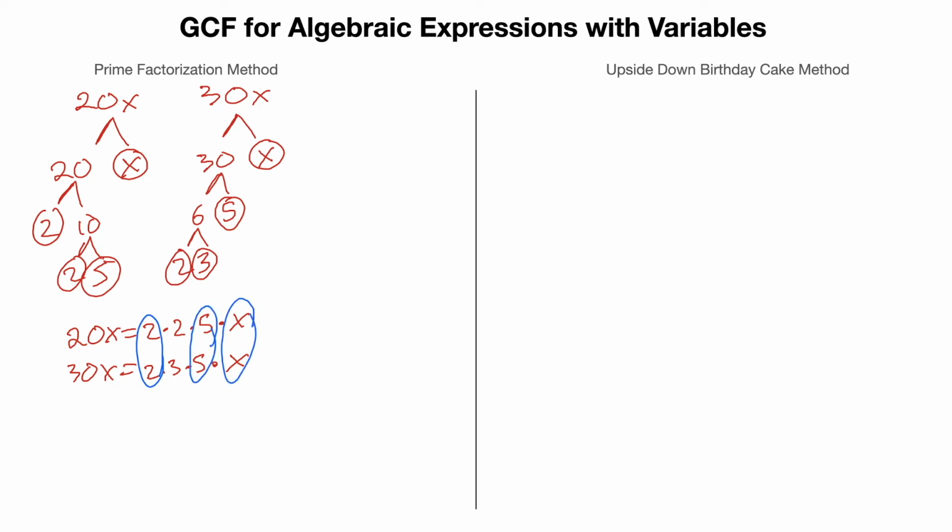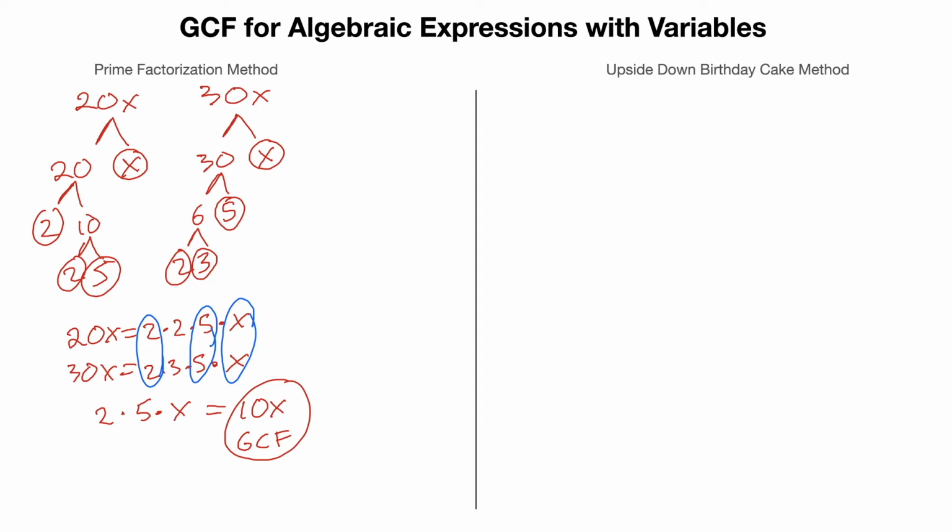So then when we're listing out our greatest common factor, again, this is basically the same method. There just happens to be a variable here. So we'll do 2 times 5 times x. 2 times 5 is 10. 10 times x equals 10x. So 10x is your GCF. Okay, again, remember when the number is touching a variable, like the 10 touching the x, that means multiplication.